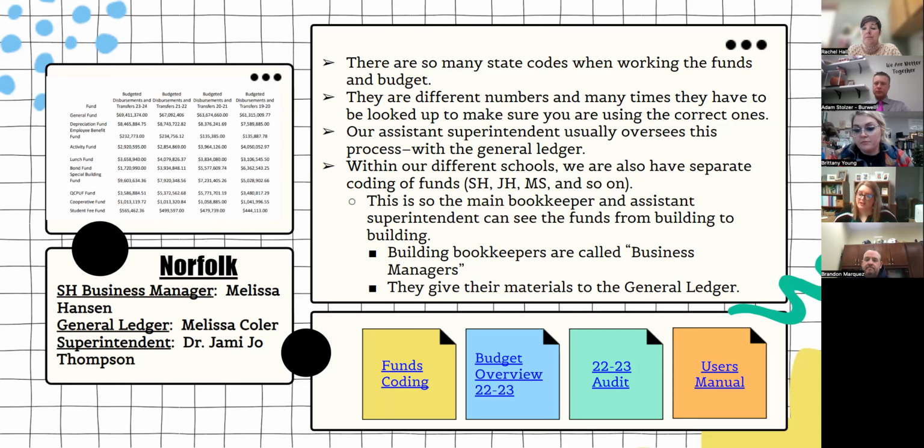But each elementary has a person specific. I am not quite sure on that. Oh, okay. I guess that might be why I was thinking, wow, that's a lot of folks.